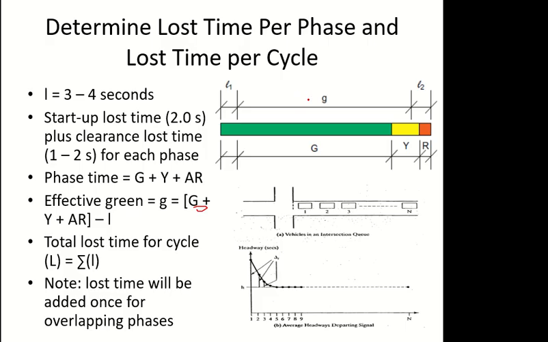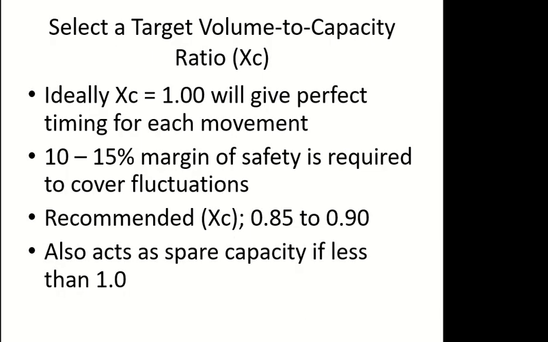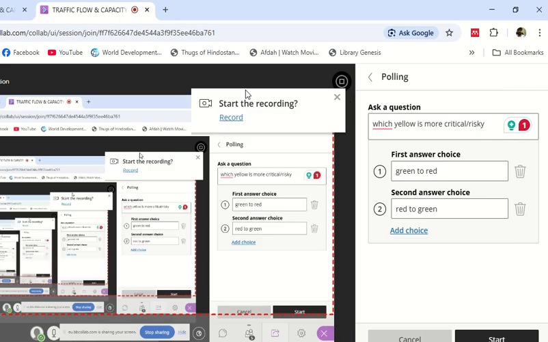So later on we will use it in this way. Okay, but right now we haven't calculated green time. Right now we don't have enough data to calculate green time. Okay, it will come after. Then you select a V by C ratio. Okay, and what did I say about the V by C ratio?